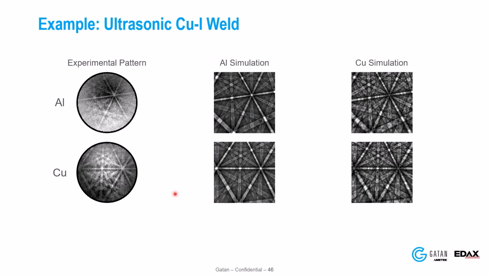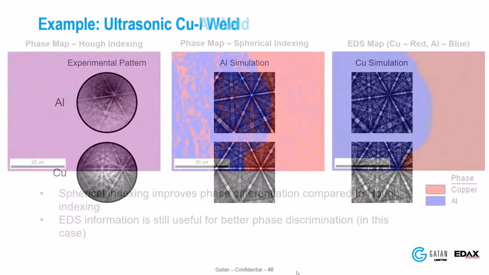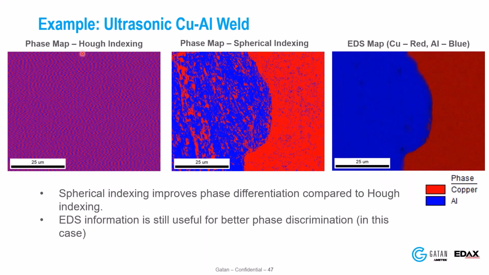When we go through the spherical index and we put both of these phases in, this is what the Hough gives us if we try to distinguish copper and aluminum together. Essentially that's just noise. It's 50-50 pick 'em. With spherical indexing, it's closer, but it's not perfect. Again, I think this is just a little bit of a pattern quality issue with this deformed material. And then with EDS, we see there's a sharp transition.